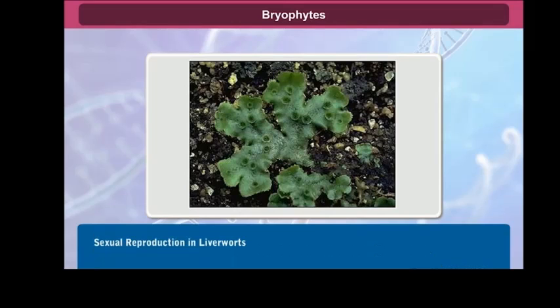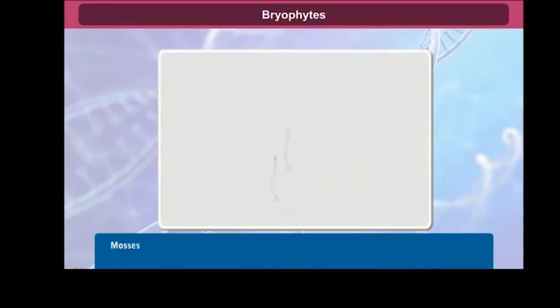Sexual reproduction in liverworts. Male and female sex organs develop either on the same or on separate thalli. Sporophyte body divided into foot, seta and capsule. In capsule, haploid spores are produced after meiosis, which germinate into free-living gametophyte.